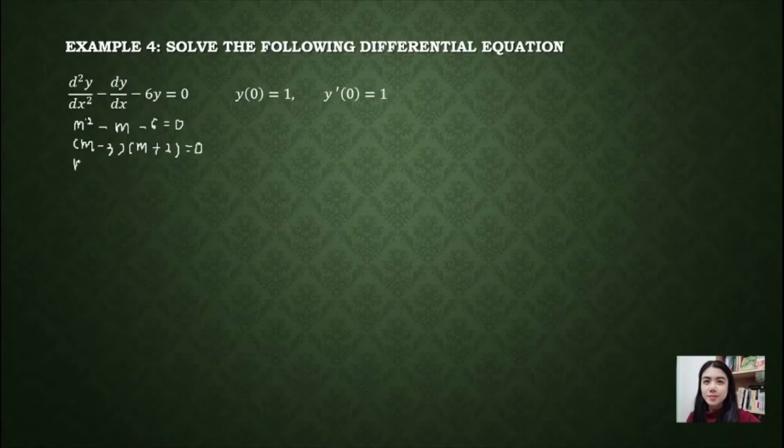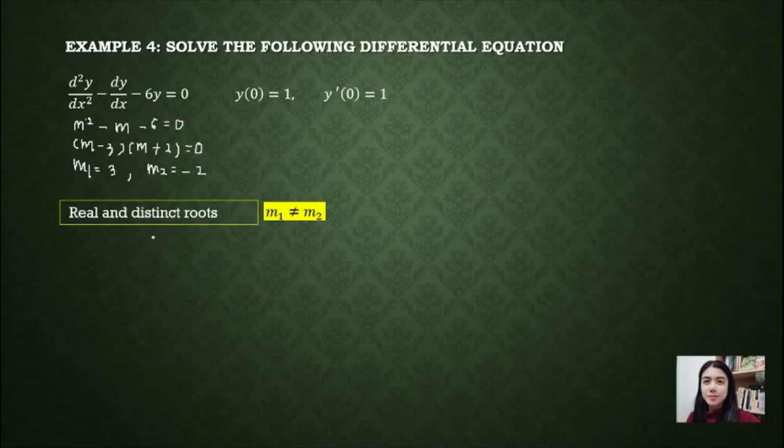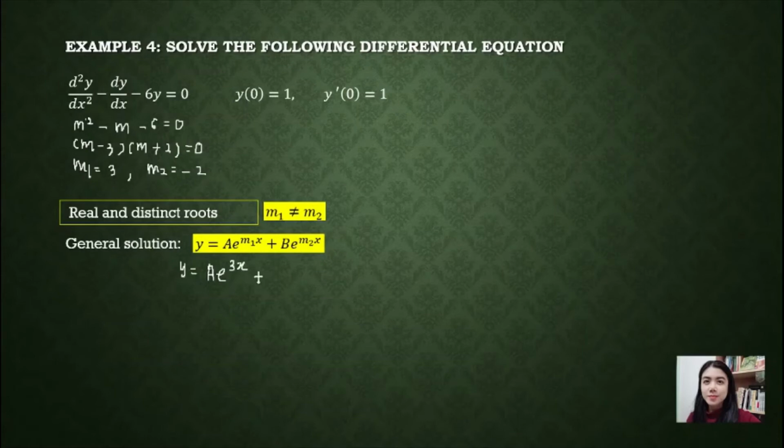And you have your value of m1 is 3, and your value of m2 is negative 2. This is the case where we say you have real and distinct roots, because the value of m1 is not equal to the value of m2. Now our general solution will be in this form: y equals a e to the power of m1 x, so m1 is 3, 3 multiplied by x, plus b e to the power of m2 x, so m2 is minus 2, so minus 2x. So this is the general solution.